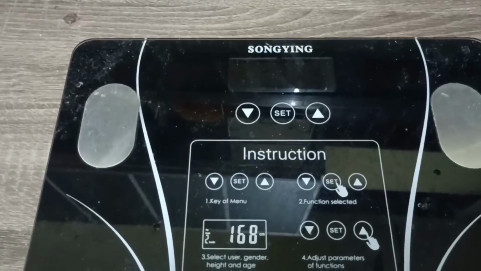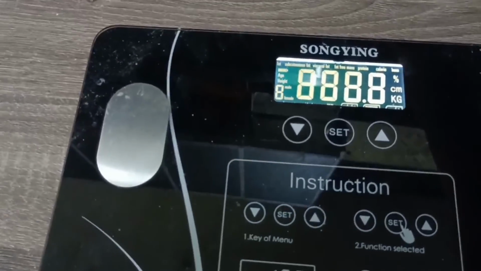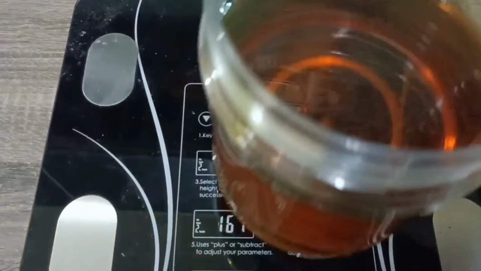Next, we repeat the same steps to get the average readings, and do the same steps also to the other liquids as well.